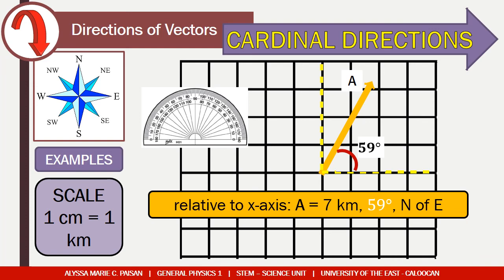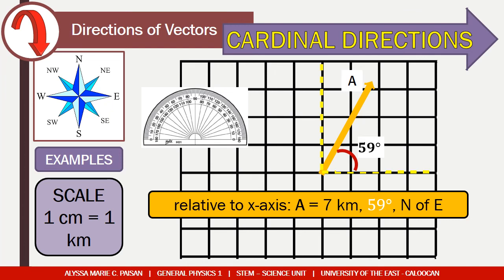Diba? No angle is written because it is understood already that if it's northeast, northwest, southwest, and southeast, it's automatically 45 degrees. No need to write. But this time, since the angle is not specific, it has a range, you have to indicate it. So this time, the pattern would be, you won't write the relative to x-axis, because it's understood that when it's north of east, you measure it from the x-axis.